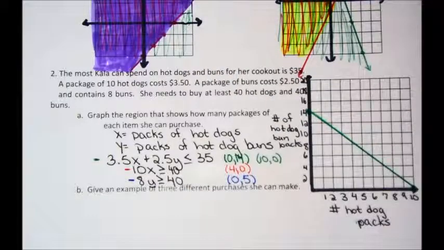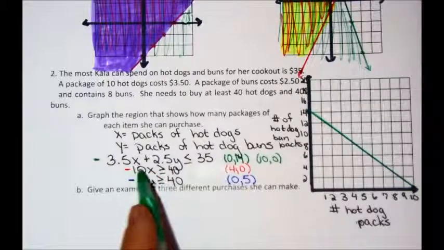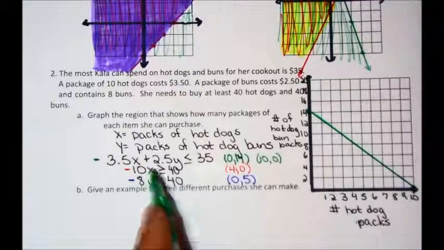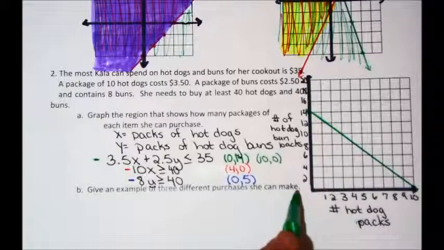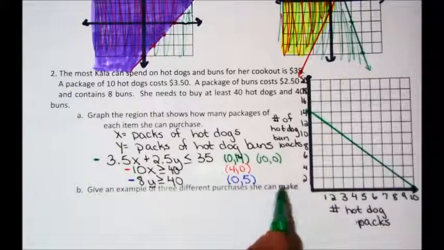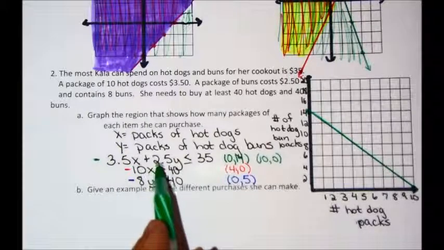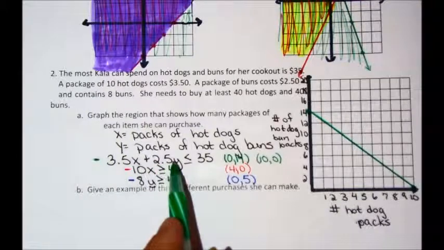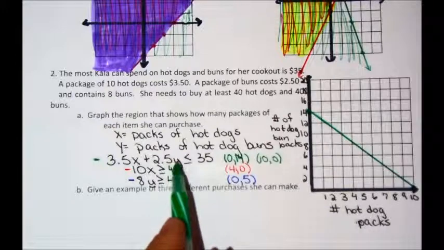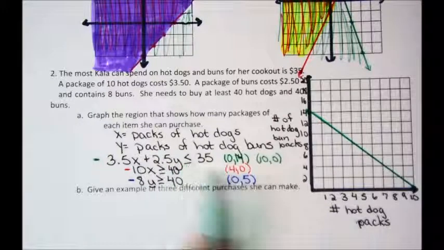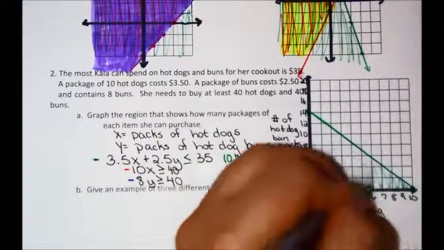Since y isn't alone, I need to select a point to plug in for x and y to decide where to shade. I select (0, 0) to plug in. If I plug in 0 for x and 0 for y into this equation, I get that 0 is less than 35, which is a true statement. So I'm going to shade towards the (0, 0).